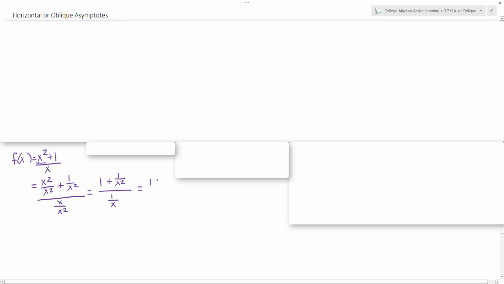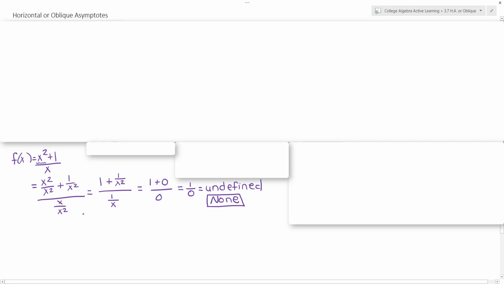And so we're left with 1 plus 0 over 0, which is just 1 divided by 0, which we know to be undefined. And if it's undefined, that means there's not a value. So we were trying to find a horizontal asymptote, so there are none. So when you're trying to find horizontal asymptotes, there's none.